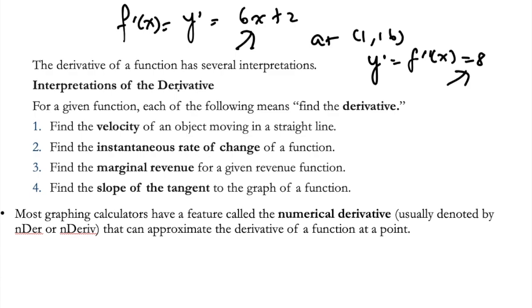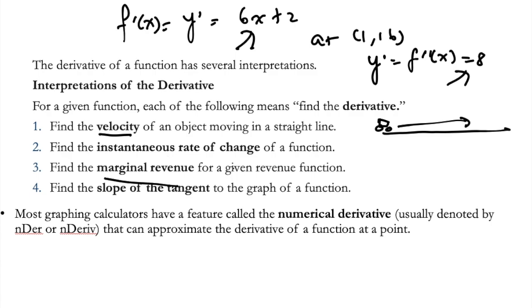So interpretations of derivative here, for a given function, each of the following means find the derivative. Derivative is also termed as velocity when an object is moving in a straight line. So let's say this is a road which is straight. Then you have a car, and it moves straight here. What is the velocity? Find the instantaneous rate of change of a function. Instantaneous rate of change is also derivative.